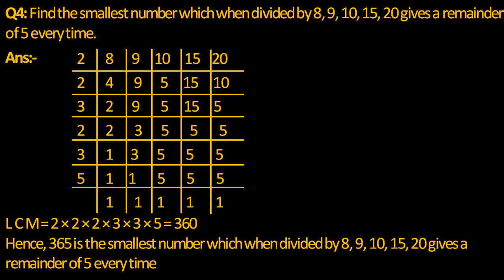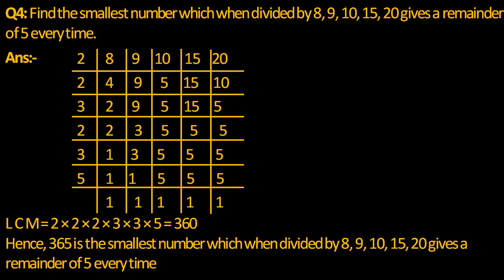Now over here you can write 2. 2 1s are 2. 3 is taken down. 5 is taken down. All the 5s are taken down. 3 1s are 3. Again the 5s are taken down and 5 1s are 5. So now when you take the LCM, you will get the LCM as 2 multiplied by 2 multiplied by 2 multiplied by 3 multiplied by 3 multiplied by 5. So the LCM is 360.